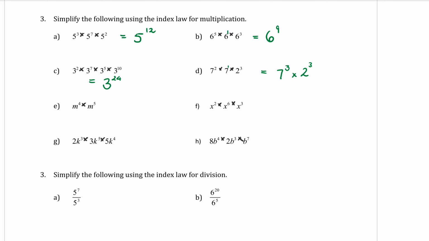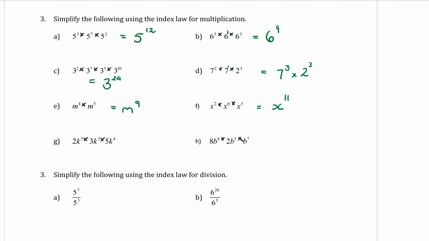In E onwards, we now have some letters in there for our bases. So in E, M is the base. Adding the powers, 4 plus 5 is 9. In F, X is the base. Add all of those powers together. 2 plus 6 is 8, plus 3 more is 11.